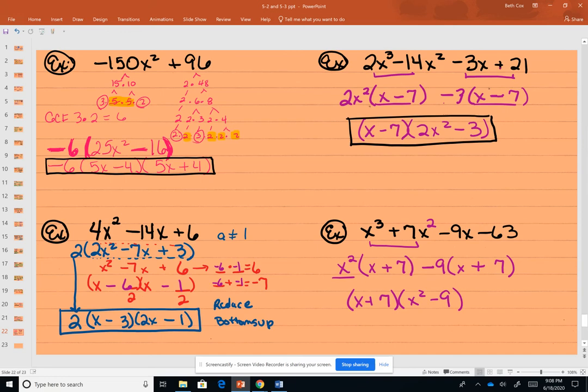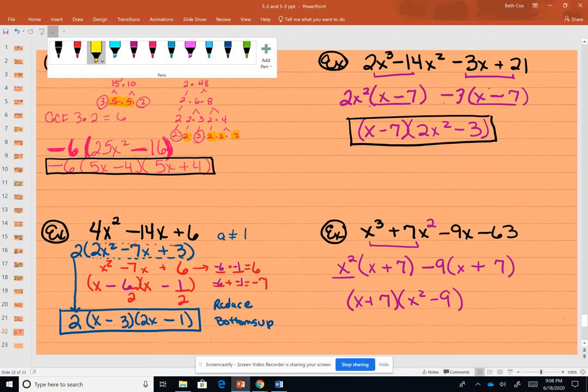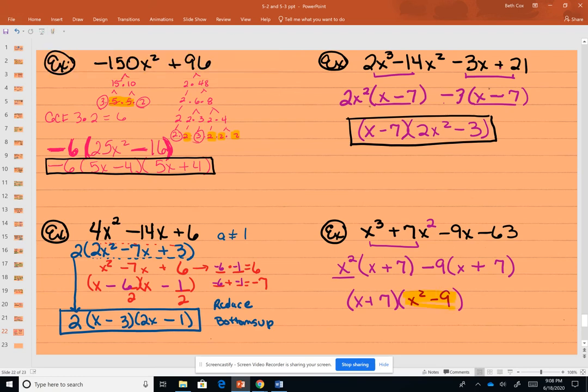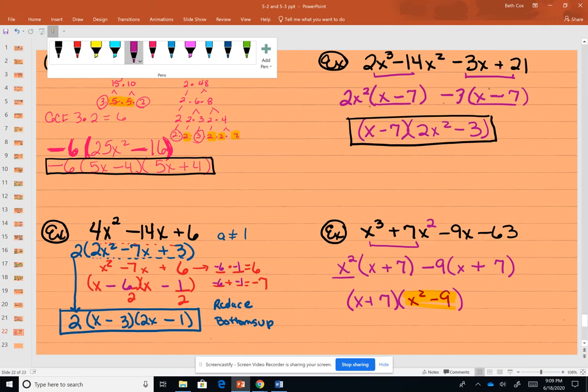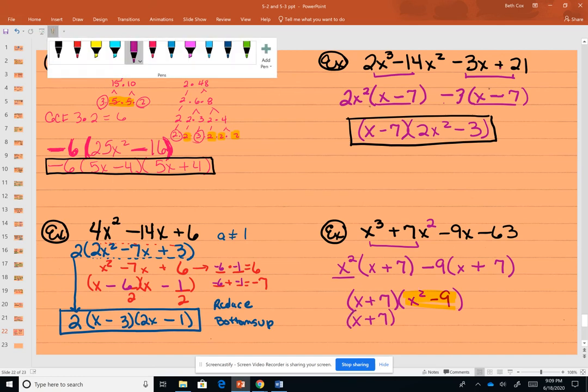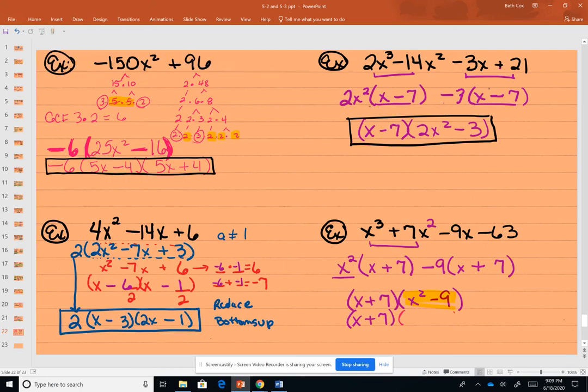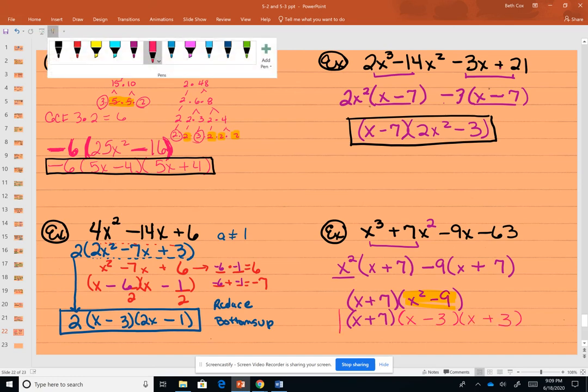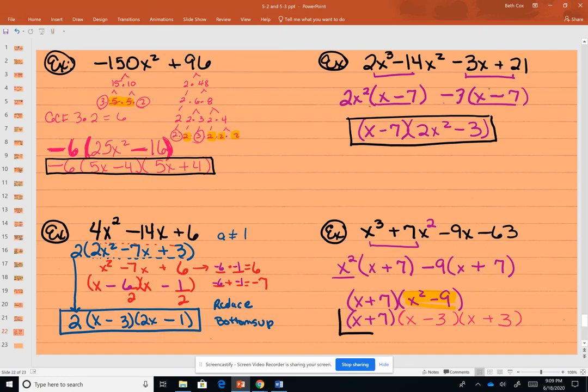Now, am I done? No, there's a difference of squares. This one's special. Check it out. Let's do it. Okay, so let's bring down the x plus 7 because that one's finished. And now my difference of squares, my special one here, that's going to be an x minus 3 and an x plus 3. That was special. That's the final answer on this one.